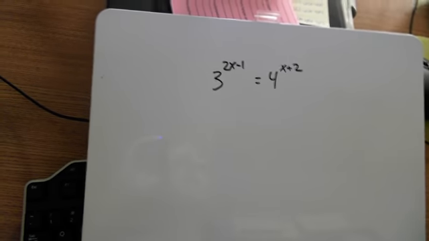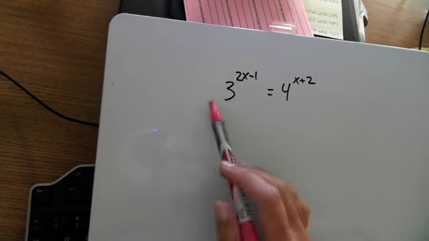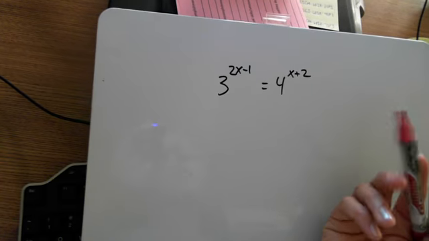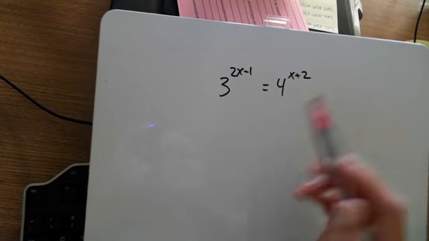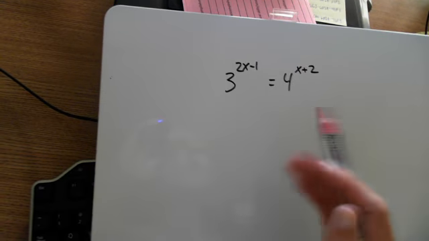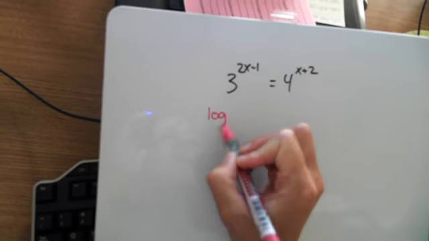What we're going to have to do is introduce either a common log or a natural log onto both sides. As long as we do it to both sides and it's the same base, we're not changing the problem. So in this case, most people usually pick a common log, which is just a log base 10. You could easily pick a natural log. I'll go with the common log. So we're going to introduce a log base 10.